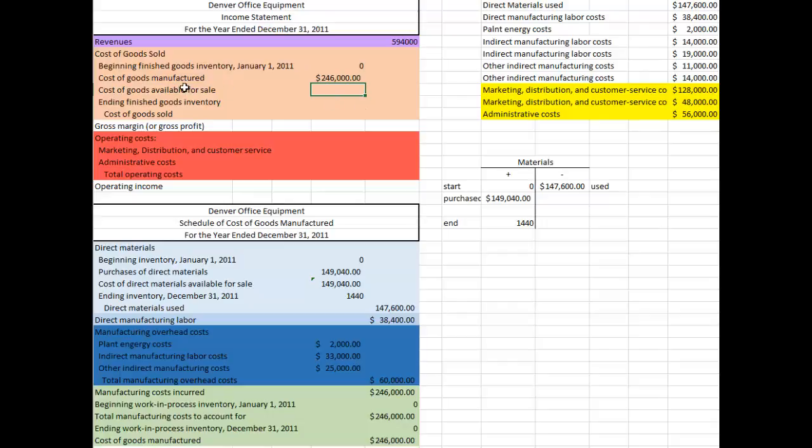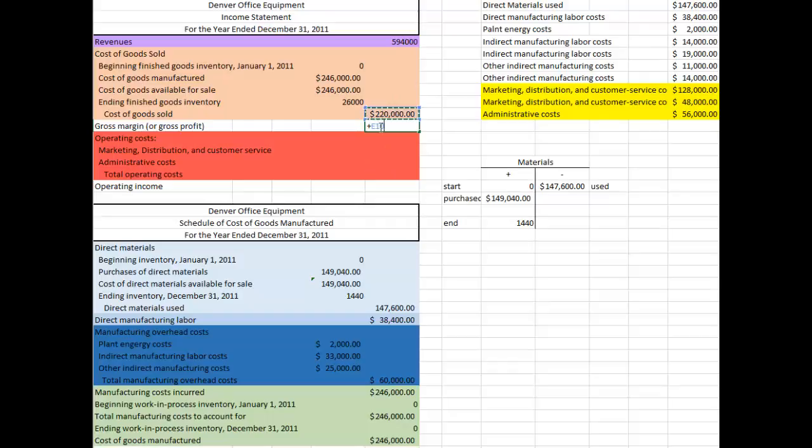So the goods available for sale are what I started with, which was nothing, plus what I manufactured, which is 246. So my goods available for sale is 246. My ending finished goods inventory, we calculated that in the last video that we went through, or actually the problem tells us it's $26,000. We calculated the units. And so my cost of goods sold is actually my goods available for sale minus my ending inventory. Cost of goods sold is 220.